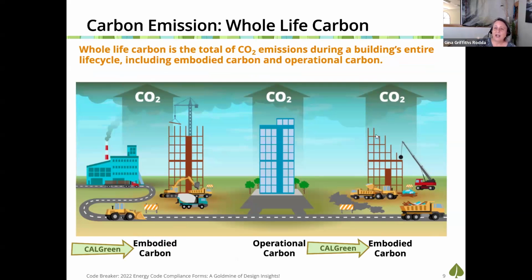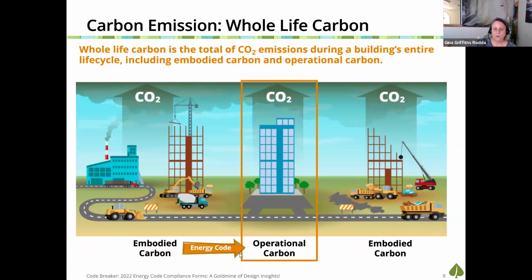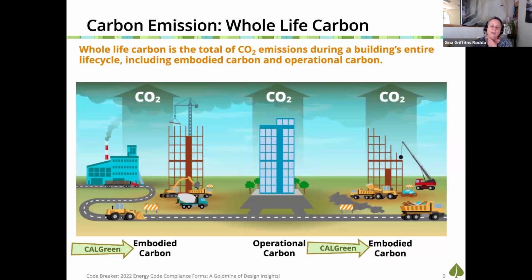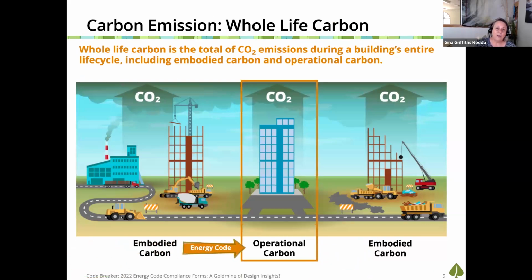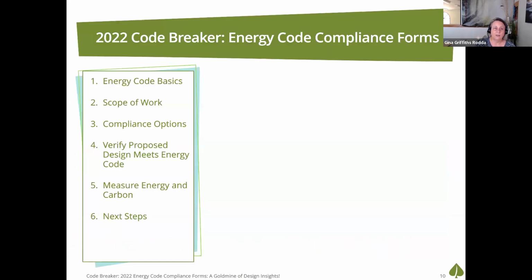Then we have the recycling that's associated with our buildings. The recycling aspects of the materials we're using in our buildings are also covered in CalGreen Title 24 Part 11. What I'm going to be talking to you about is operational carbon, what is being produced while we're using and living in our buildings. That's what's covered under the Energy Code, Title 24 Part 6.